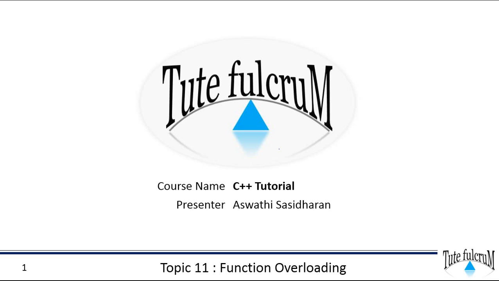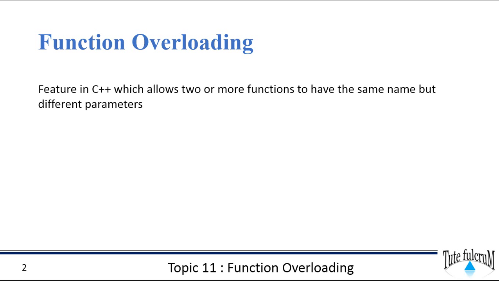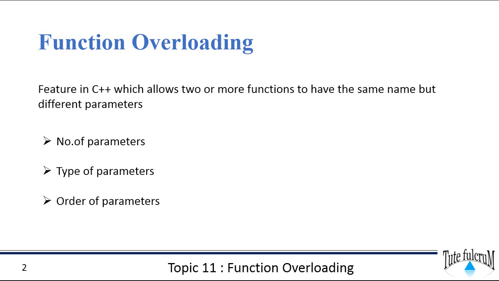This session is on the function overloading concept in C++ programming language. So what is function overloading? Function overloading is a C++ programming feature that allows us to have more than one function having the same name but different parameter list. When I say parameter list, it means the function should differ either in the number of parameters, the type of parameters, that is the data type of the parameters, and the order of the parameters.